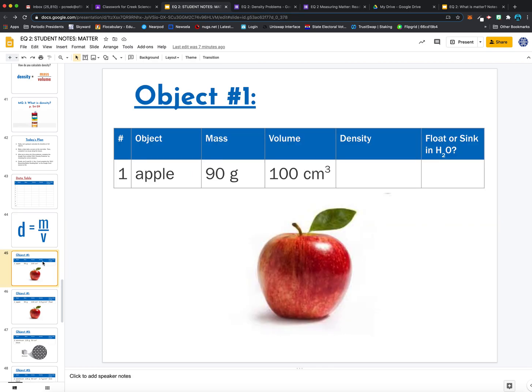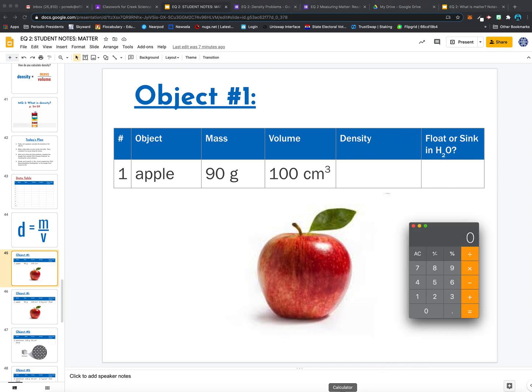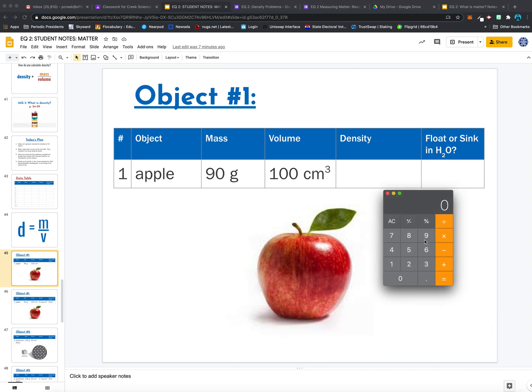Object number 1 in your data table is an apple. Its mass is 90 grams. Its volume is 100 centimeters cubed, or cubic centimeters. Remember we talked about that. And now you're going to complete the density of this object and then say, will it float or sink in water? So let's do this one together. And I'm going to pull up my calculator here and show you how we'll calculate the density of this object together with this one. So everybody should get this one right.